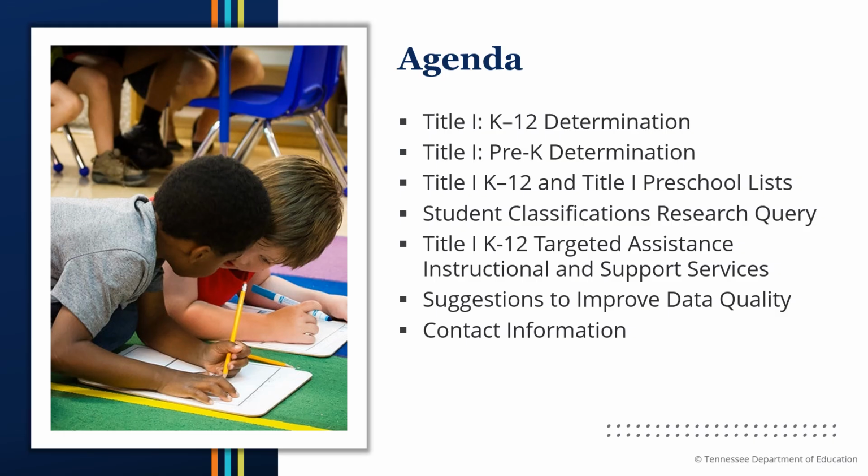Our agenda for this session begins with the Title I K through 12 and pre-K determinations. Next, we'll review the Title I K through 12 and Title I preschool lists. We'll also discuss how to use the Student Classifications Research Query to check your data. I'll have a brief comment on Title I K through 12 targeted assistance and instructional support service data. We'll conclude with suggestions to improve data quality and contact information.